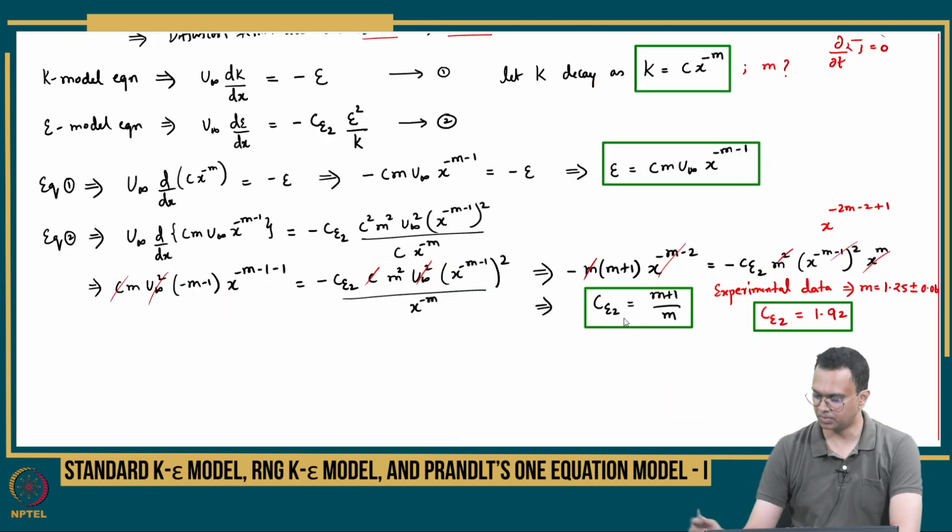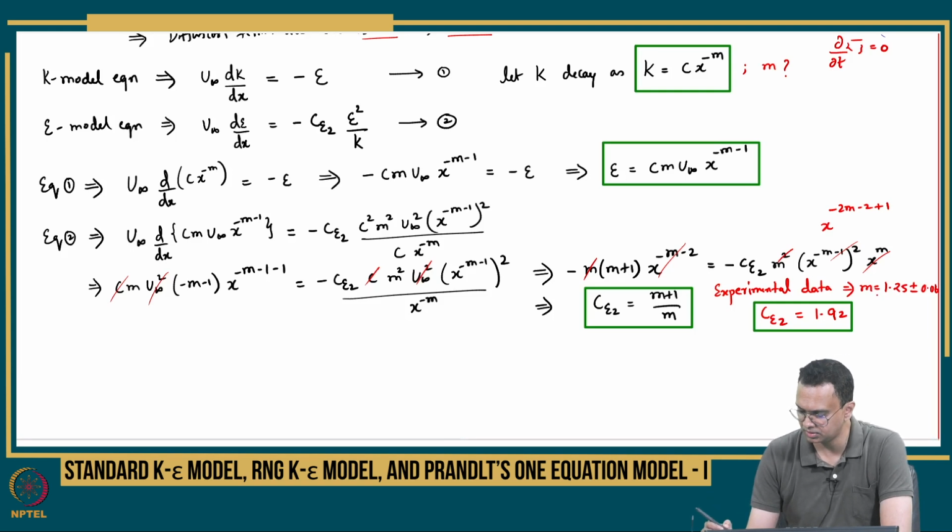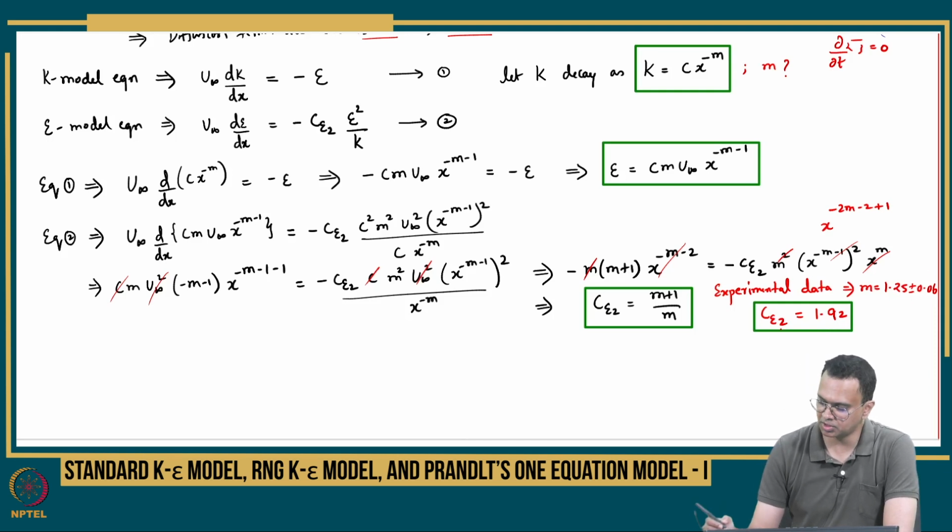Okay. So here Nirupam asked a very good question, that why, like I gave the value here, experimental data m comes out to be 1.25 plus or minus 0.06. If you actually set this in, you are not getting 1.2, you are getting like 1.8 ish something. So that is true, the m value is correct. This C epsilon 2 is still used as 1.92 in the standard K epsilon model, and the argument they place is they have also accommodated the free shear flows.